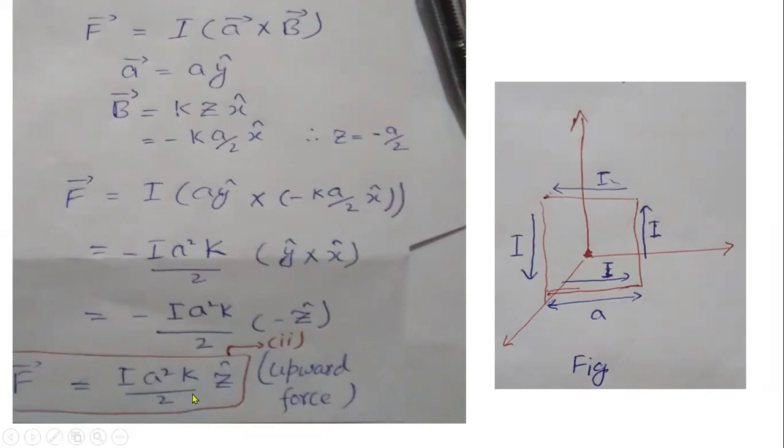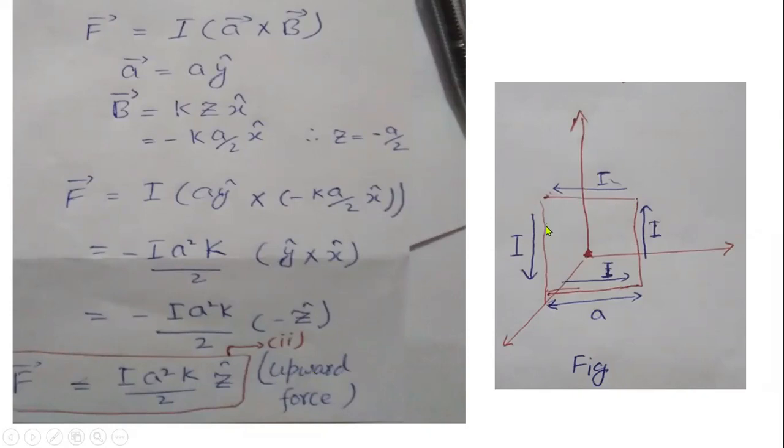Again, force is in the upward direction, because force is positive now and force is again in upward direction. So on both sides, on this upper side and on this lower side, force acts in the same direction, and these forces are added up to each other. When we calculate the net force, we will add these two forces.